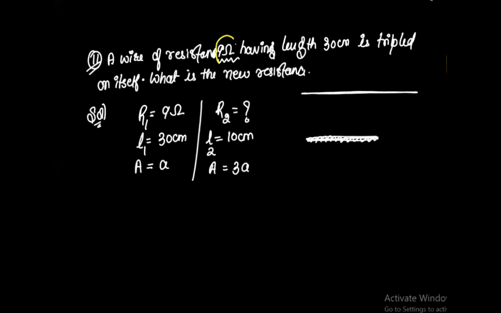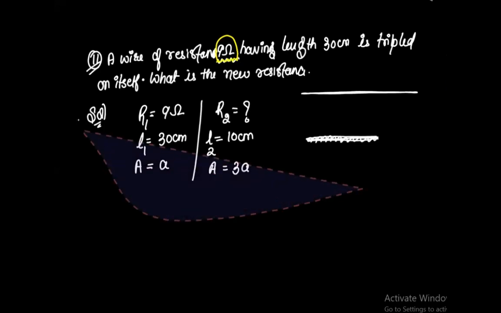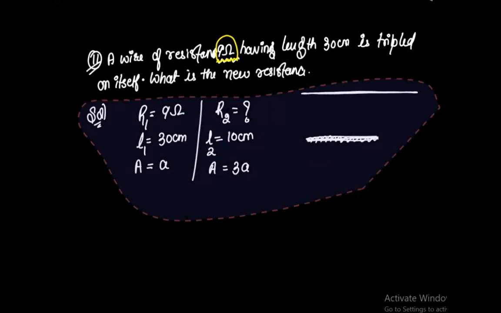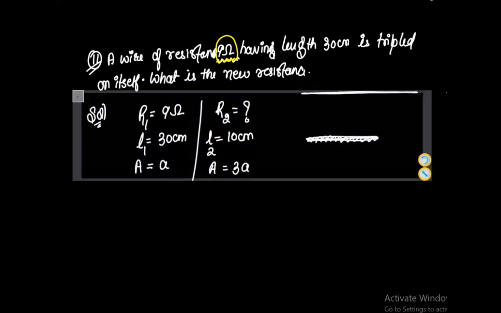We have a wire of 9 ohm resistance. No problem, I am doing it again. Let's see. I'm doing the whole thing again, beta. Check.